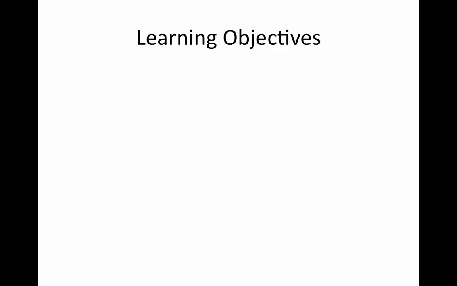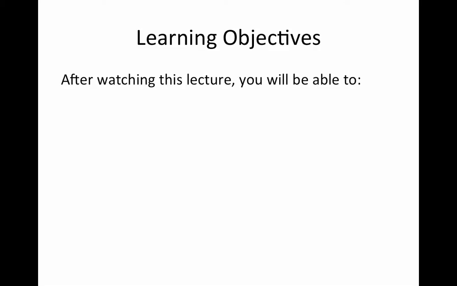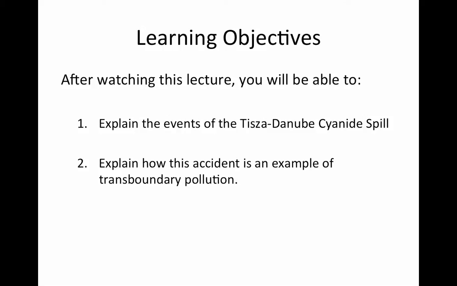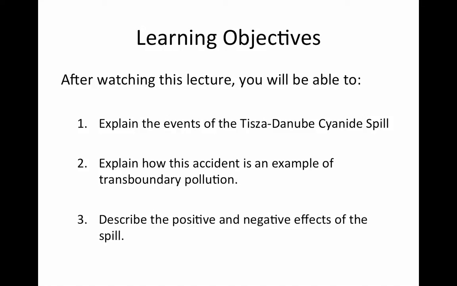Here are our learning objectives for today. After watching this lecture, you will be able to explain the events of the Danube cyanide spill, to explain how this accident is an example of transboundary pollution, and to describe the positive and negative effects of the spill.